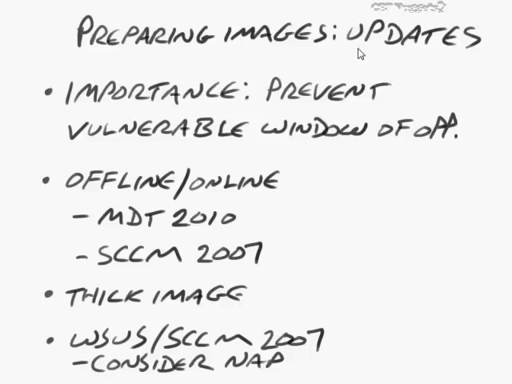You see, the importance with our updates is that we want to try to prevent a vulnerable window of opportunity for hackers. Let's say that the image that we normally deploy to our desktops is 6 months old. Well, there may have been dozens of security fixes that have come out in the meantime since we originally created that image. That means that the first time we apply that image to maybe a new employee's new computer, they're going to be outdated by about 6 months until they can get the appropriate updates.